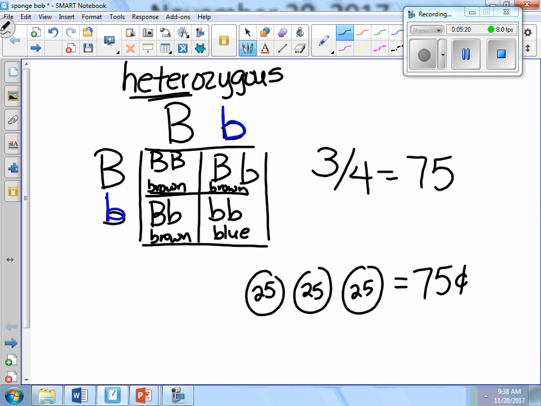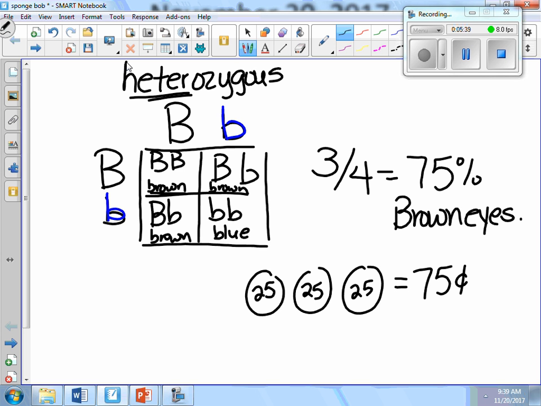75% chance you're going to have what color eyes? Brown eyes. Write that on your pink paper, please. Let me just check and see if somebody's raising their hand. Yes, sir. Thank you very much. You can. What is the probability to get blue eyes?